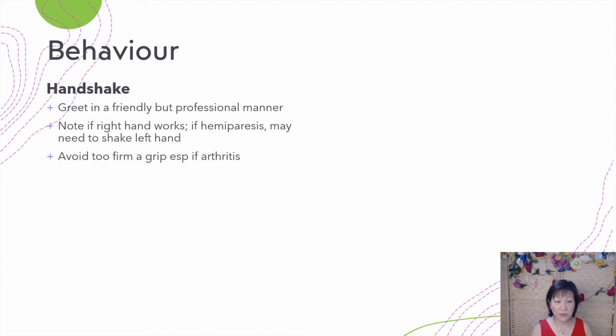What should your professional behavior be? You should always greet them in a friendly but professional manner. Hold their hands very tightly as you shake. But now with COVID, I think you can't shake hands anymore. You can fist bump. Note if the right hand works.